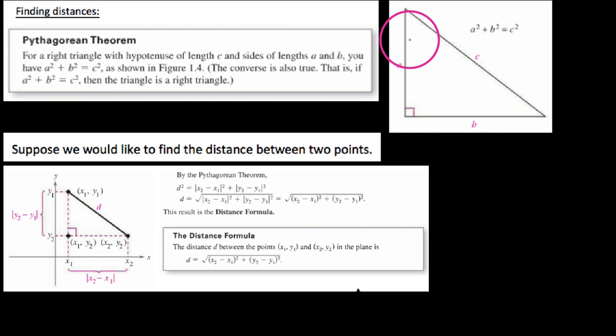It states that if we have a right triangle, with sides A, B, and C, where C is the hypotenuse, then it is always the case that the sum of the squares of the legs of the triangle must be the square of the hypotenuse, the longest side, if it's a right triangle. That relationship we use so often is really helpful when we want to find the distance between 2 points.